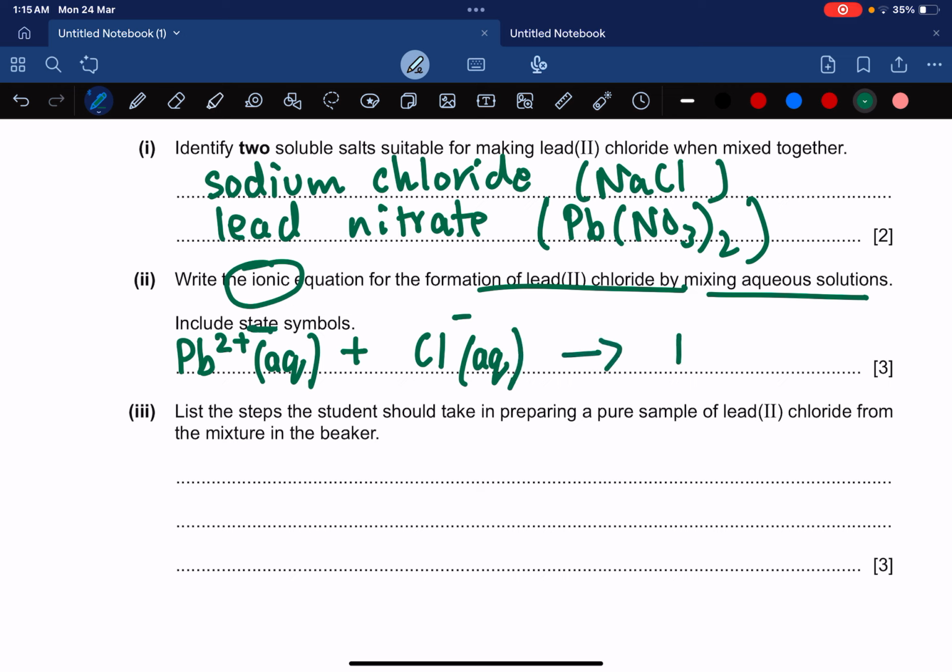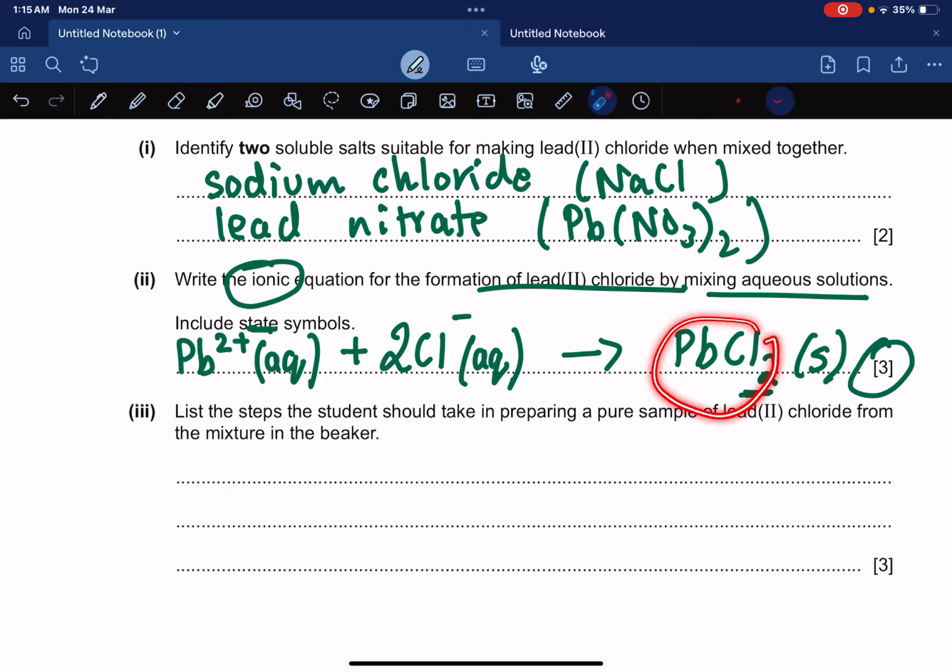And then what we're going to form is lead chloride, and this is insoluble, so you can write S or you can write PPT, which means a precipitate. And since you have 2 chlorides over here, you're going to add a 2 over here, and you're done with your entire ionic equation, and you're going to gain 3 marks for this. 1 mark is going to be for the product, 1 mark is going to be for the state symbols, 1 mark is going to be for the balancing. Okay? And everything is important.